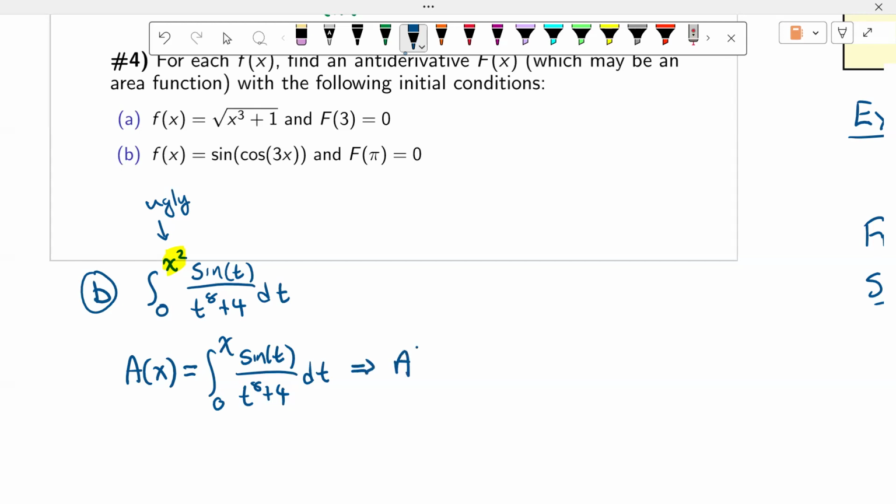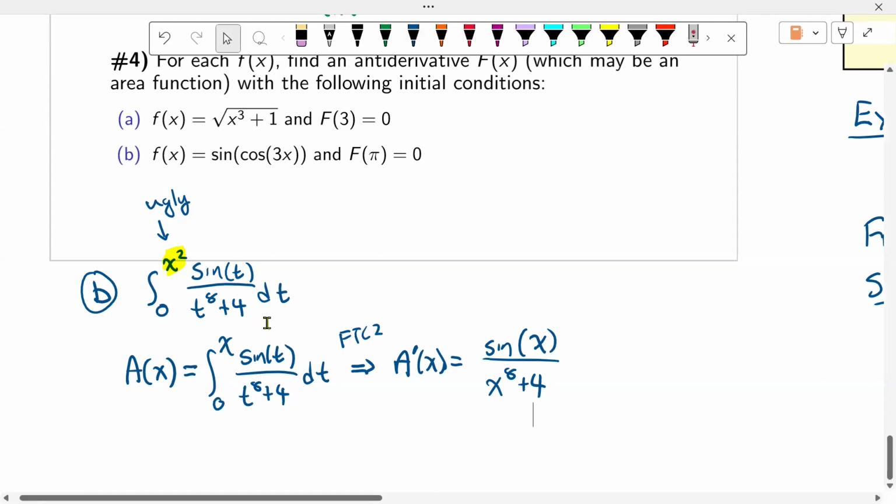Because if I have that, I know its derivative. I know the derivative of this, by FTC2, is sine x over x to the 8 plus 4. But unfortunately, I'm not asked to take the derivative of that, am I? I'm asked to take the derivative of this ugly thing. But let's take a look at the ugly thing for a second. Sometimes ugly things have a little bit of beautiful in them. You just have to have an open heart. That's all. What's the main difference between this ugly integral and this one? That x squared.